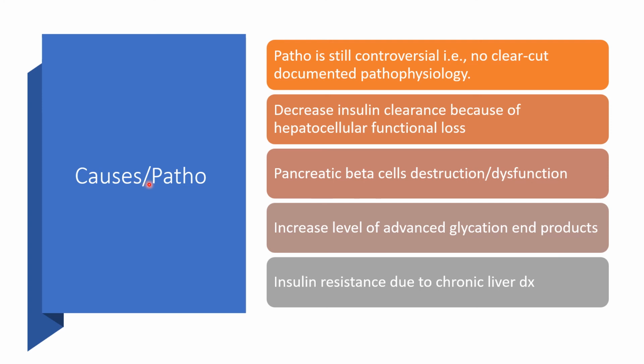What are the possible causes or pathophysiology of hepatogenous diabetes? There's controversy over that because there's no clear-cut documented pathophysiology of hepatogenous diabetes. And nothing so serious about that. When it is well known by many people, that will definitely come in the nearest future. But there's decreased insulin clearance. And why that? Because of hepatocellular functional loss. And that is the reason why hypoglycemia will be very, very serious here, and it will be profound. Pancreatic beta cell destruction or dysfunction is a possibility. Increased level of advanced glycation end products occurring here, and there is likelihood of insulin resistance due to chronic liver disease.